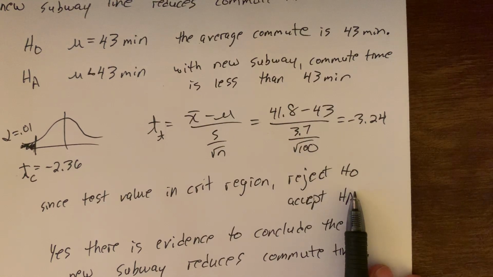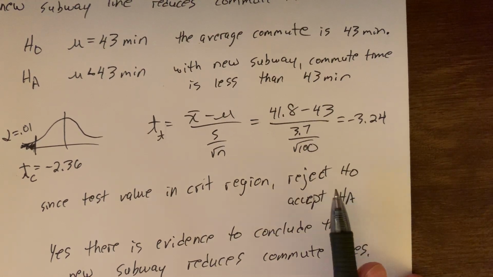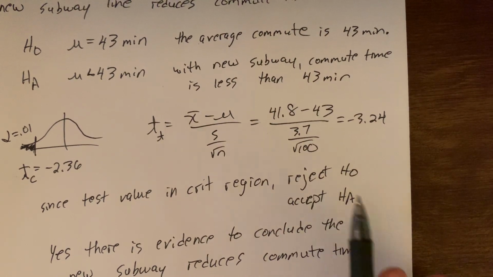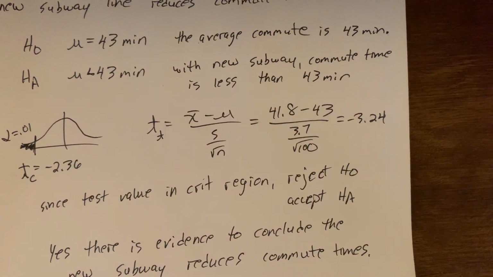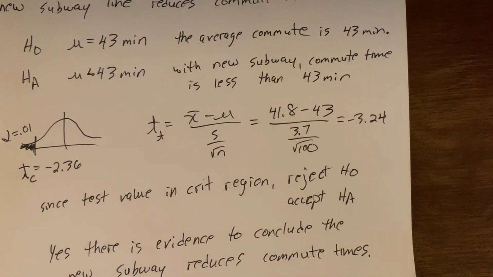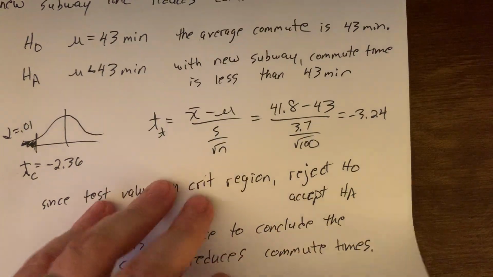So if you had negative 1.24, we would not be in the critical region. We would fail to reject the null, and we would say something along the lines, we wouldn't say the new subway line has failed, but we would simply say there's not enough evidence to show the new subway line works. So again, we're not accepting failure, we're just pointing out there's not enough information. Okay, so that's a long problem. Let's do two more.